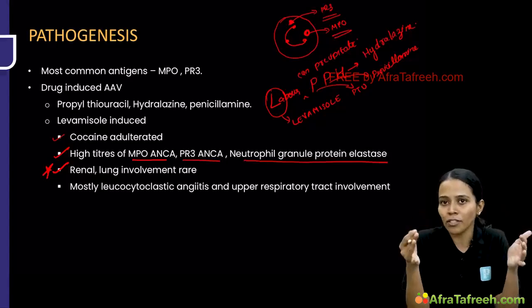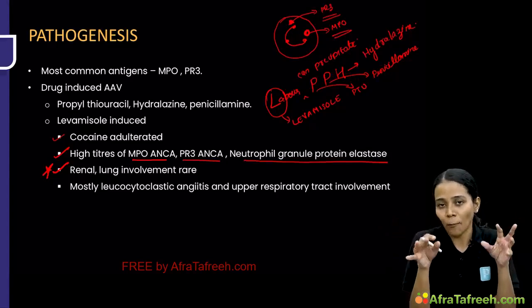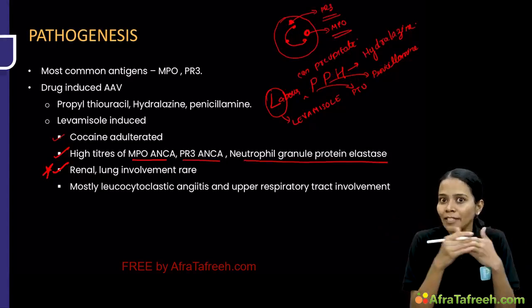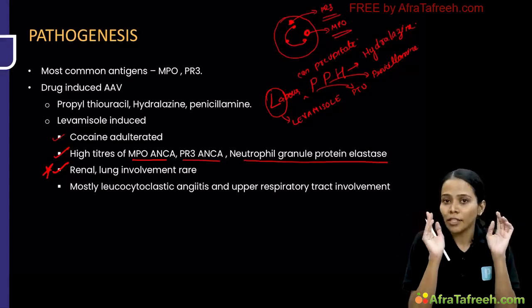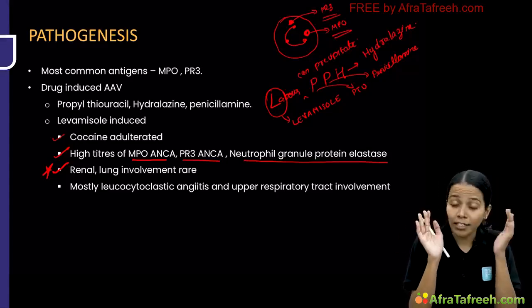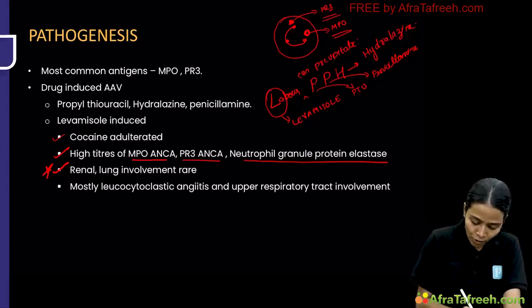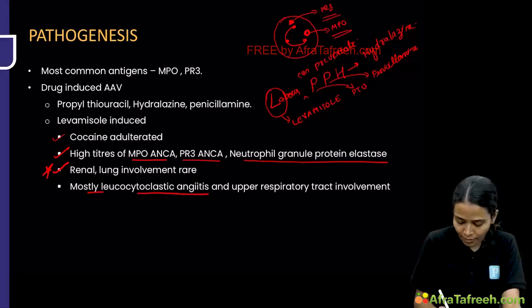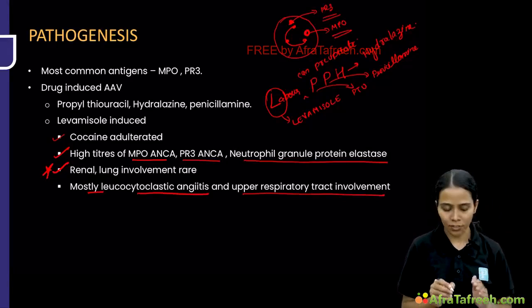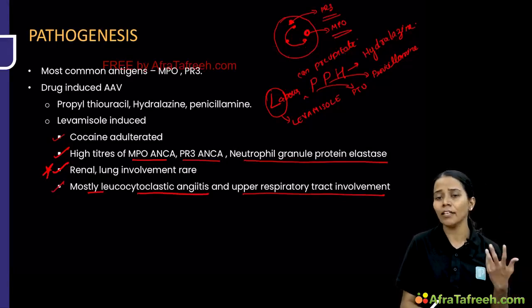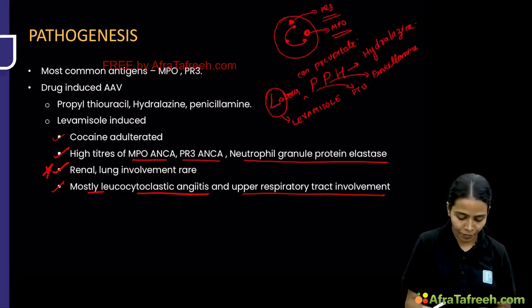Because it's a nephrology paper, you may not assume that kidney involvement is common, but still the examiner might think that you might assume. So don't let them fool you. The fact is that renal and lung involvement is going to be rare in this condition. Mostly you're going to see leukocytoclastic angiitis and upper respiratory tract involvement. So if not kidney and lungs, you're going to see upper respiratory tract or skin involvement.